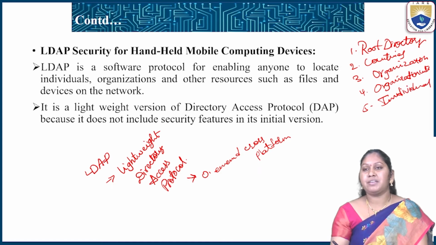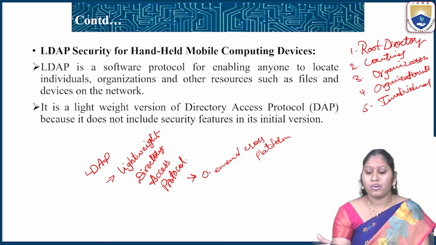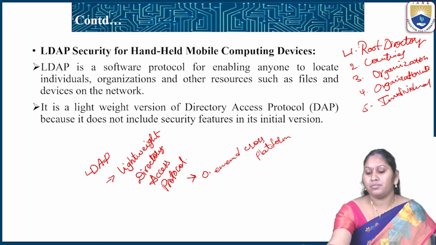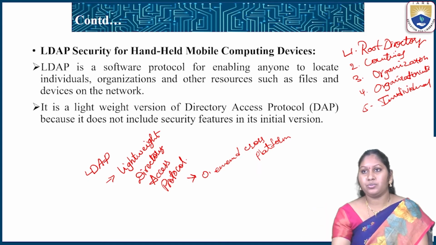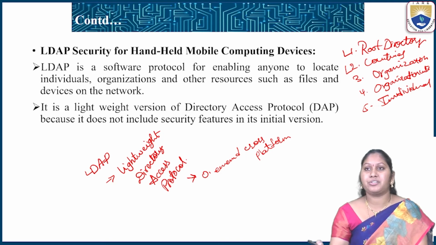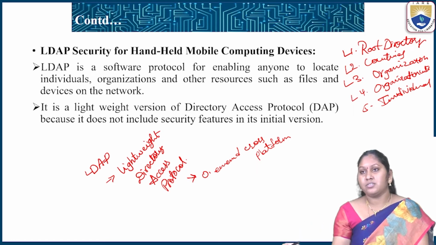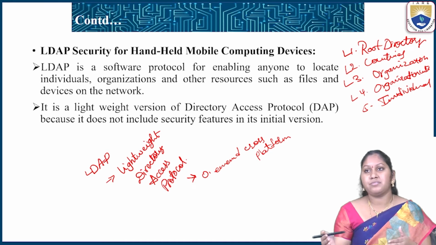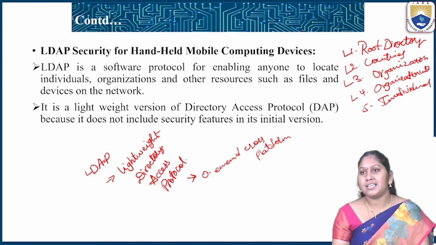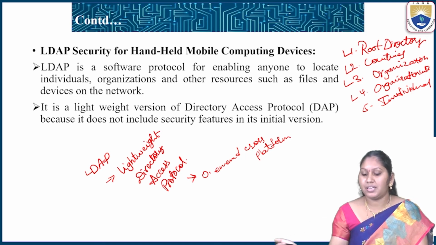So like that the security will happen. First of all, it consists of the following levels. In the first level, we have the root directory. It will give security to the root directory, and next, countries. It will give security to countries, and the organizations and organizational units, the units of each organization. So if there is any organization, it has some units. And in those organizational units, it will give security to each individual. So like that it can be given.